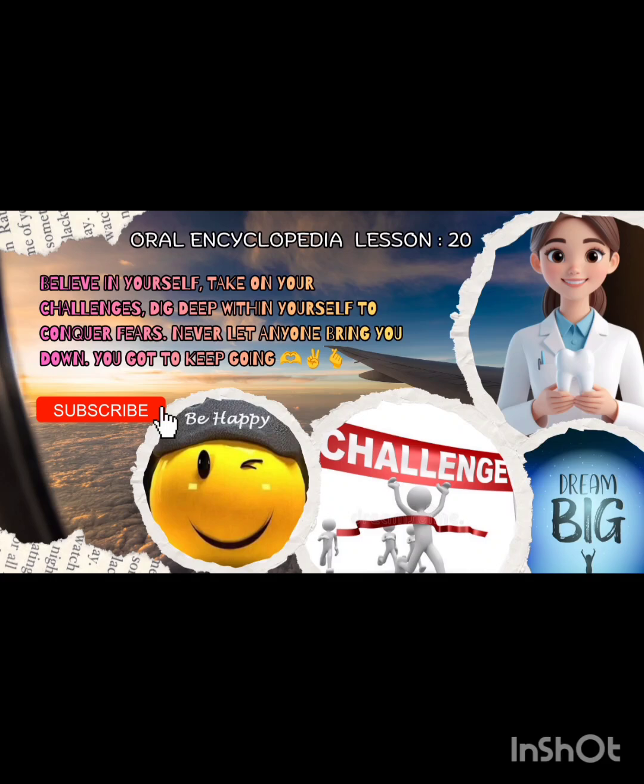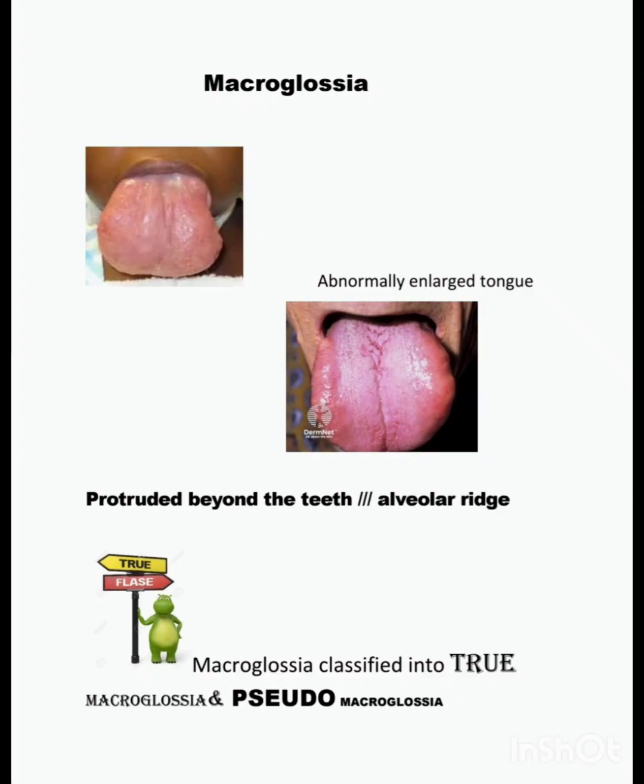In today's video, we are going to discuss macroglossia, which is one of the soft tissue disturbances of the tongue. Macroglossia means an abnormally enlarged tongue that protrudes beyond the teeth or alveolar ridge while in the resting position.